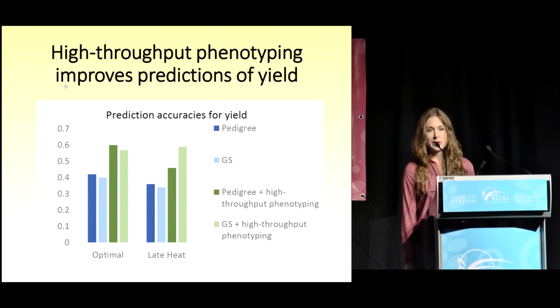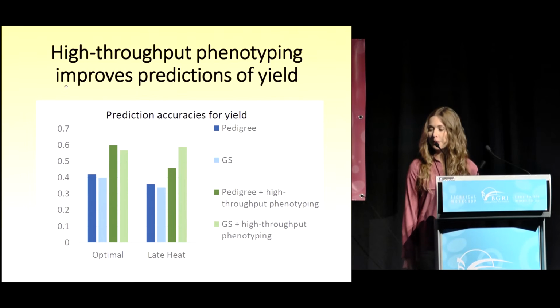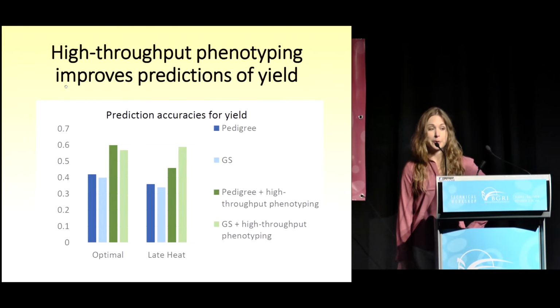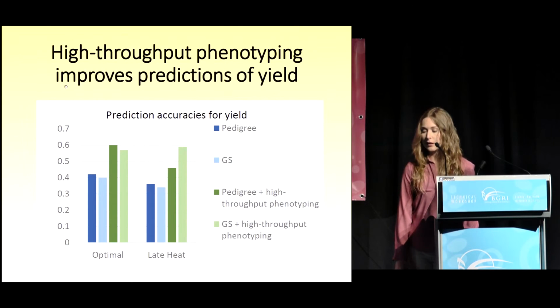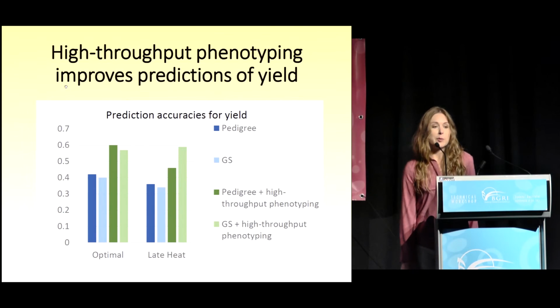Here are some results from predictions that we've done using high-throughput phenotypic data in addition to either pedigree or marker data for prediction, and this is for yield. Ordinary pedigree predictions are in the dark blue, ordinary genomic predictions are in the lighter blue, dark green is pedigree plus high-throughput phenotyping, and lighter green is genomic plus high-throughput phenotyping.